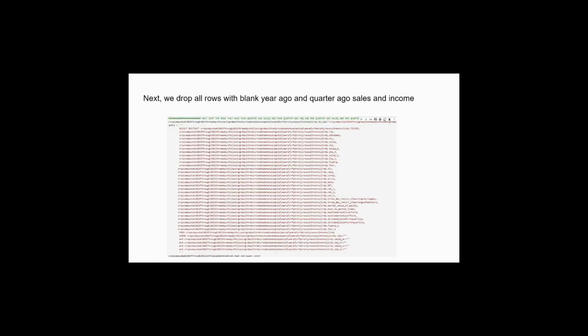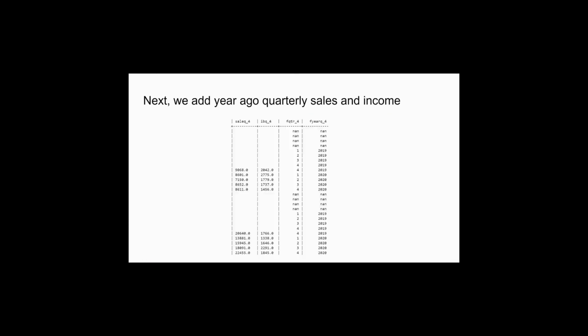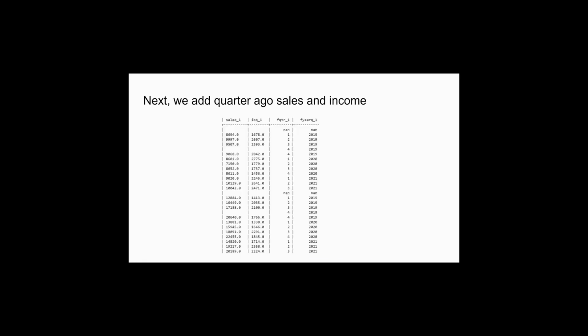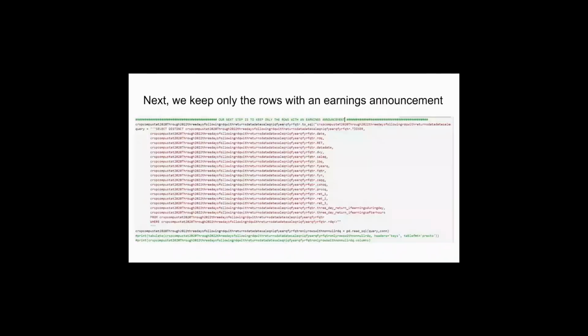Okay, next we drop all rows with blank year ago and quarter ago sales and income. So this is basically saying, if there are any rows that don't have 4 quarters ago sales or 4 quarters ago income, or they don't have 1 quarter ago sales or 1 quarter ago income, then we want to drop it. And the reason we want to drop it is because we need all of our rows in our final table. Remember, this is our final table.